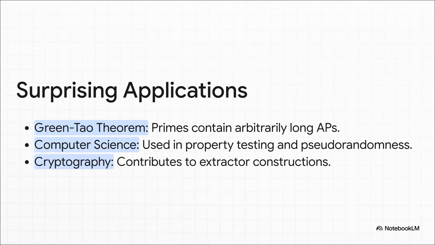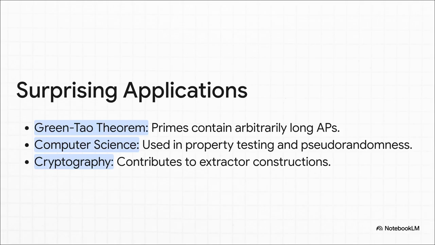And the discoveries coming out of this are just mind-blowing. Get this, the Green-Tao theorem proved that even inside the prime numbers, which seem totally chaotic, you can find arithmetic progressions of any length you can imagine. A deep, hidden order. And in computer science, these ideas are used to test massive data sets. Instead of checking every single piece of data, algorithms can just sample it and look for these AP-like patterns to verify the whole thing. It's an incredible shortcut.